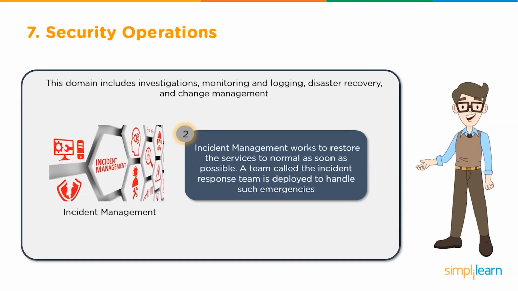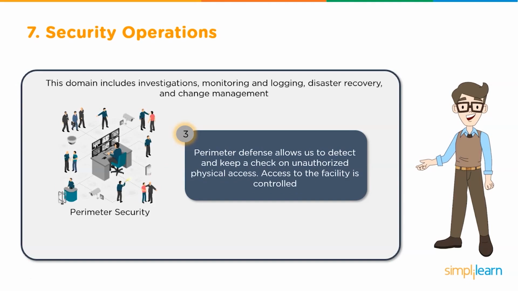Incident management works to restore the services to normal as soon as possible. A team called the Incident Response Team is deployed to handle such emergencies. Incident response is defined as a practice of detecting a problem, determining its cause, minimizing the damage, resolving the problem, and documenting each step. This team provides management with sufficient information and defends the company against future attacks. In perimeter security, there is perimeter defense, which allows us to detect and keep a check on unauthorized physical access. This field also controls the access to the facility.